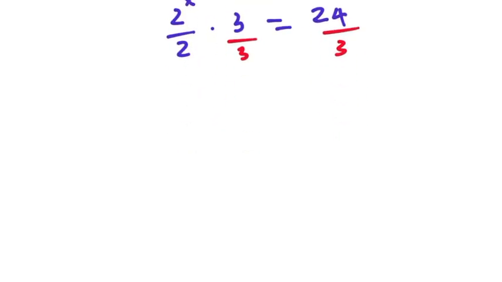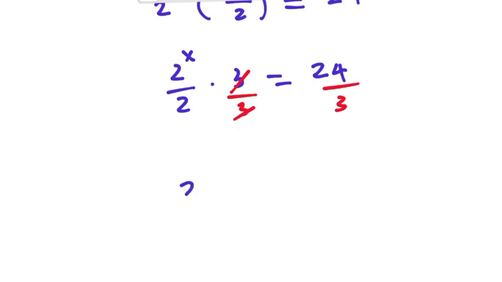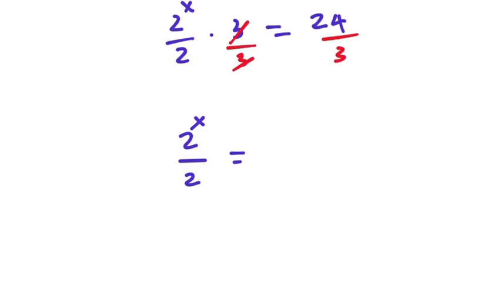So you see that we cancel this. Then we're going to have 2 to the power of x divided by 2, then equals 24 divided by 3, which is 8. Understood? So now from there, we have 2 to the power of x equals.